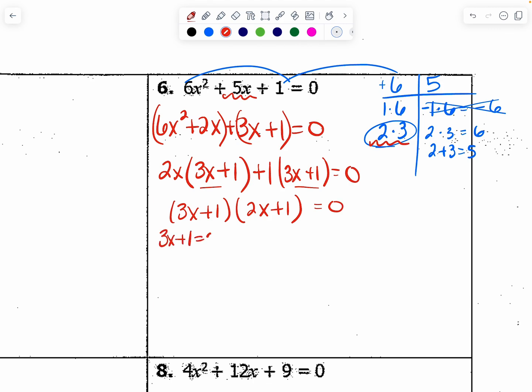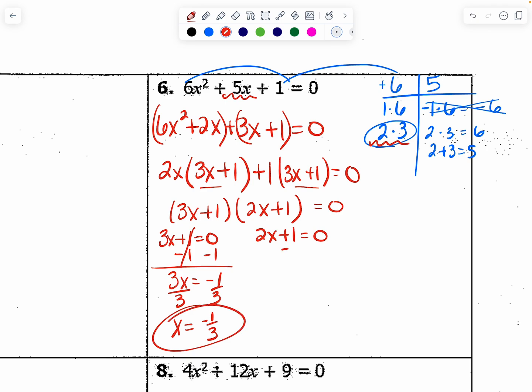Then I take each individual one and I make it equal 0. And I solve from here. So subtract 1 from both sides. I get 3x equals negative 1. Divide by 3. So I get x equals negative 1/3. So there's one answer. Over here, I'm going to subtract 1 from both sides. 2x equals negative 1. Divide by 2. And I get x equals negative 1/2. Okay, so notice on that one, my a value was bigger than 1, and both of my answers ended up being fractions. Okay, and that can happen.